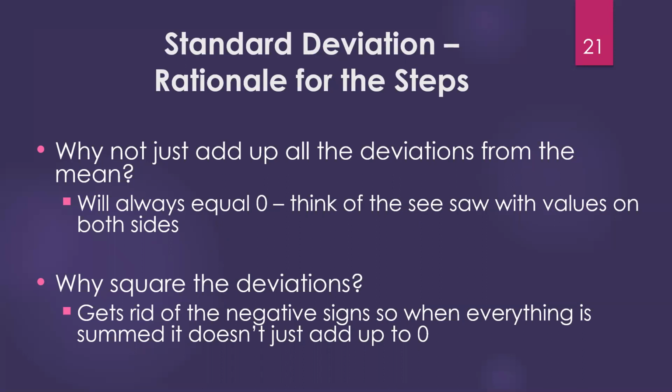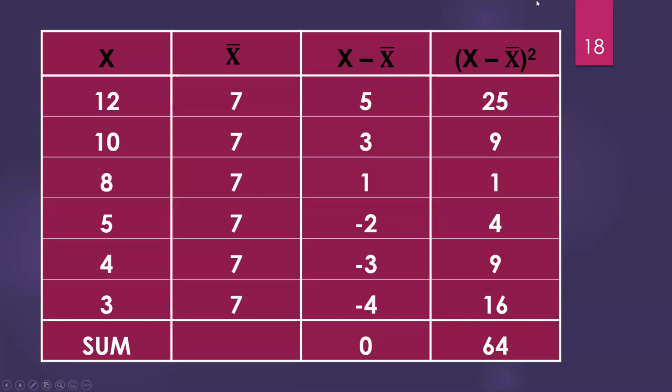So why do we not just add up all of the deviations from the mean, right? If the idea behind standard deviation is we're measuring on average how far every value is from the mean, why don't we just add up everything in this column? This is all of the how far is each value from the mean. That's what these values are.